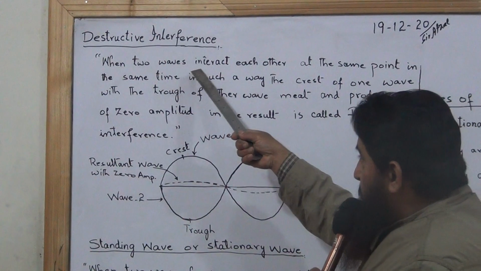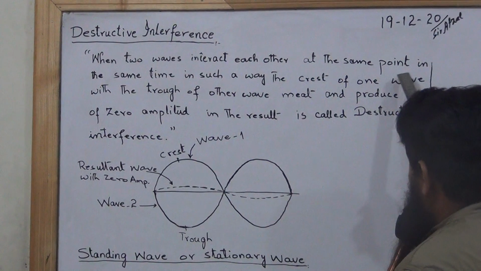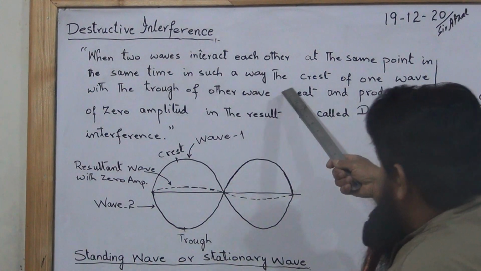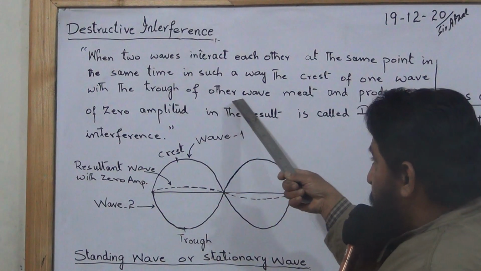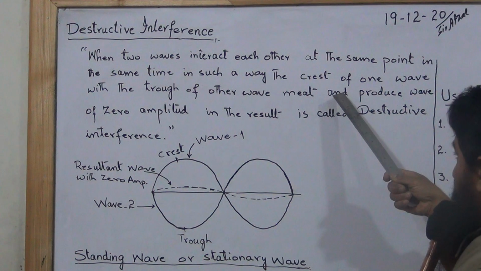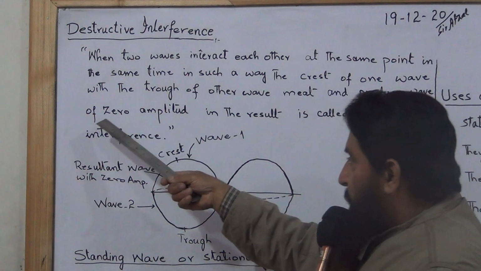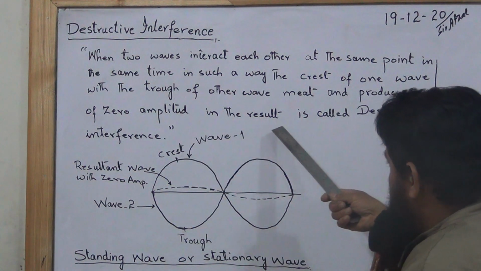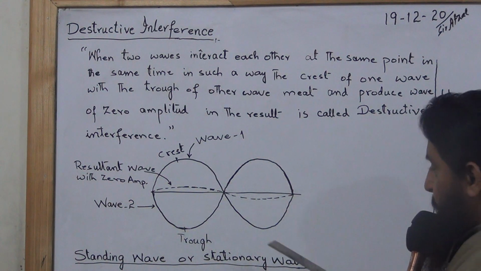When two waves interact at the same point at the same time in such a way that the crest of one wave meets the trough of the other wave and they produce a wave of zero amplitude, the result is called destructive interference.